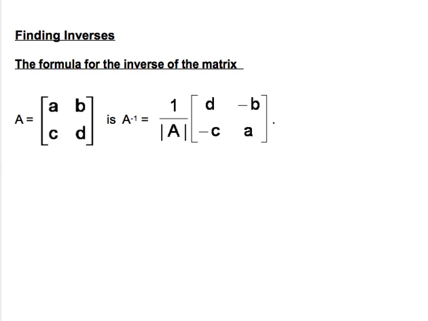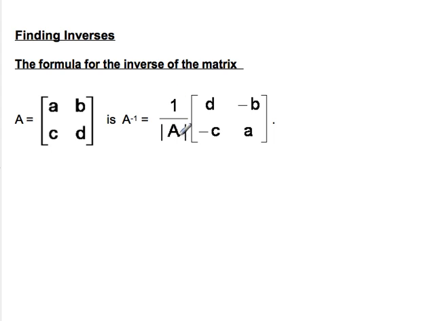Finding inverses. The formula for the inverse of the matrix. Notice this matrix is A, okay? Matrix A, and they just put in A, B, C, D for the elements. Now to find the inverse, notice there's a little -1, A to the -1. That means the inverse of A. If I want to find the inverse of A, first I take 1 over, and remember these straight lines mean determinant, so it's going to be 1 over the determinant of matrix A.